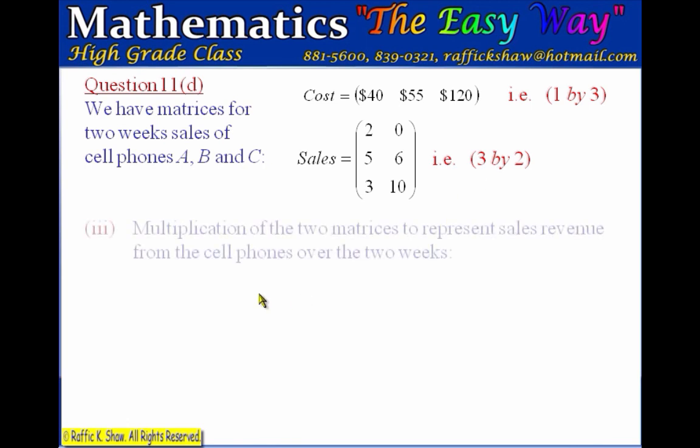And now in part 3 they want us to write the multiplication of 2 matrices which represents the sales revenue from the cell phones over the 2 weeks. So we basically want to be multiplying these 2 matrices to arrive at the sales revenue, but the multiplication of 2 matrices must be placed in an order that will make the multiplication possible. Multiplication in matrices is only possible when a particular condition is met.